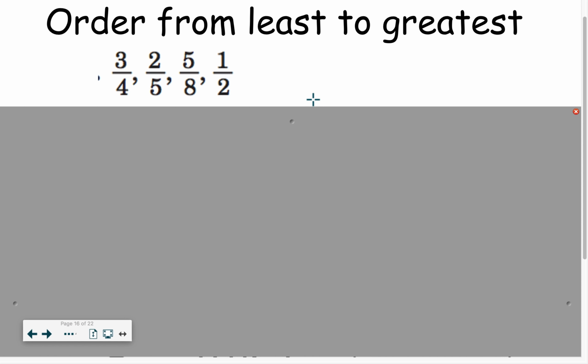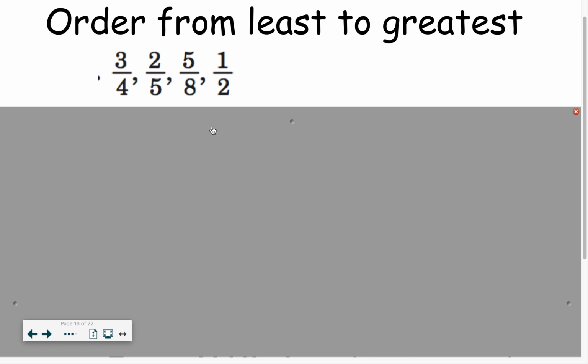The first thing I taught you is you could, if you like, change them so that they are all fractions with the same denominator, since really we've been doing that since the beginning of the year. So the first thing we did was, let's look at the denominators. I have 4, 5, 8, and 2. Which one's the biggest? And you would say 8.